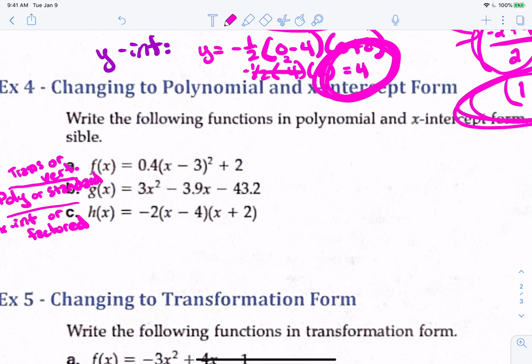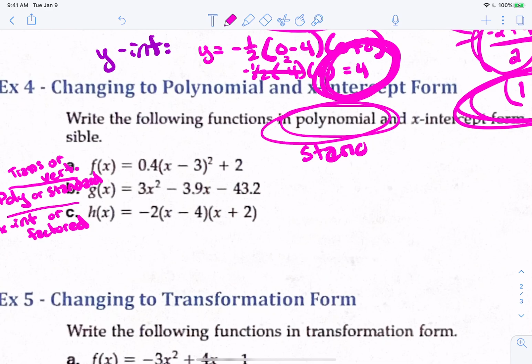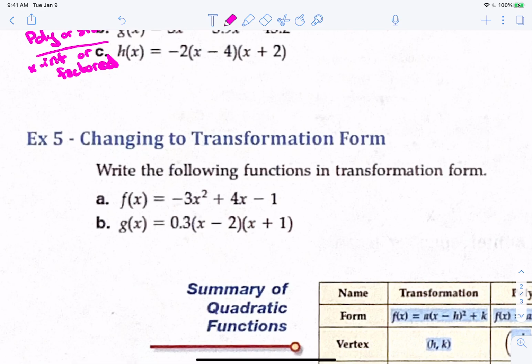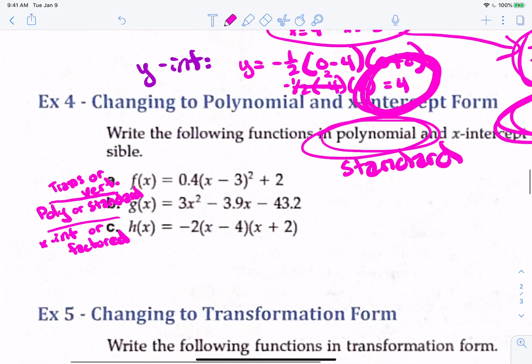Okay? On your homework assignment, I'm going to alter the instructions. You ready? If it says put it in whatever form, you're going to change everything to polynomial form. We're going to change everything to standard form. If it is already in standard form, that's a double bonus. You don't have to do anything, right? So on your homework assignment, if it says change it to x-intercept form, just worry about changing everything to standard form because standard form is the main one that we use. Okay? So all of these, example 4 and example 5, we're going to change them all to standard form. Good?